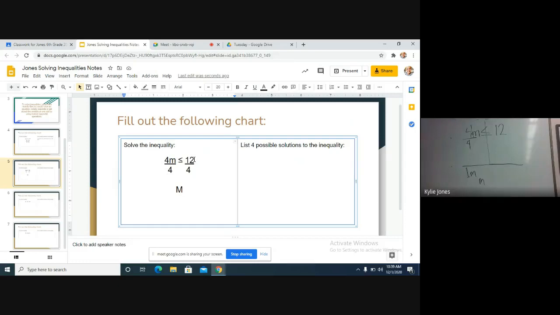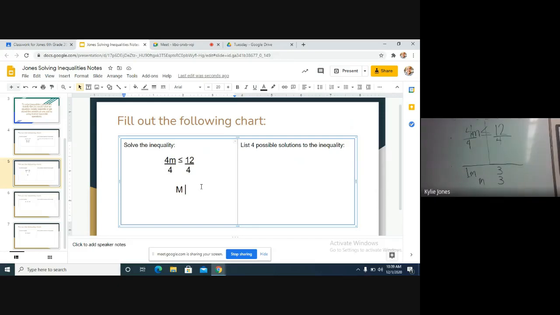Keep the same sign. That's right. I have to divide by 4 over here, because if we think of it as balancing things out, what is 12 divided by 4? 3. So I have 1m, I have 3 on this side of my inequality. So is m equal to 3?